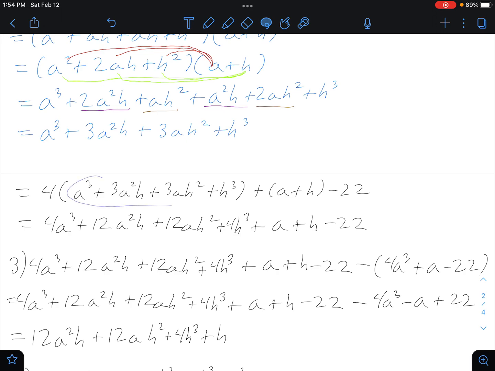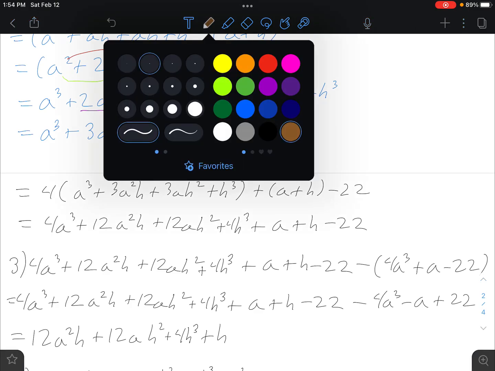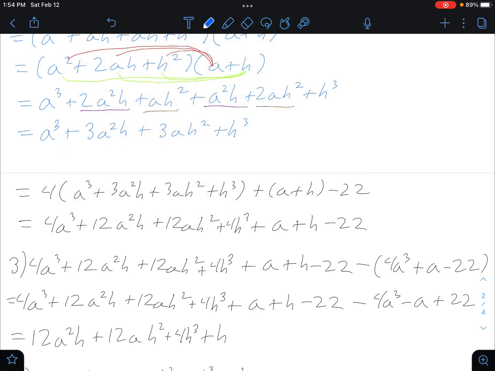So that's what we have here, right? We have this polynomial here. There's a 4 in front of it, plus a plus h minus 22. Another round of distribution is going to happen here. That's going to take place with this 4. So we get 4a to the third plus 12a squared h plus 12ah squared plus 4h to the third power. And over here, there's not much distribution to be done because it's a plus, so that's plus a plus h minus 22. And this concludes part 2.